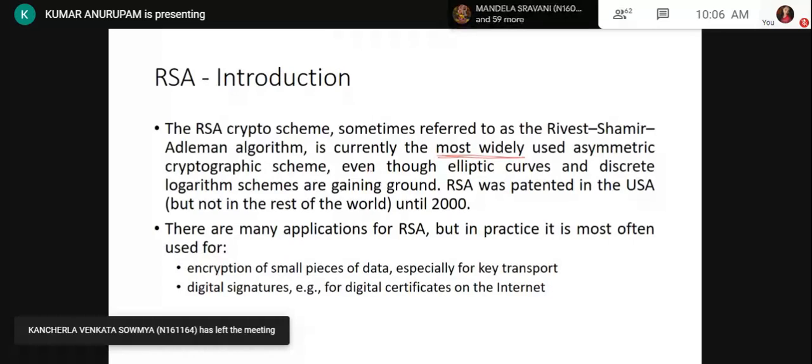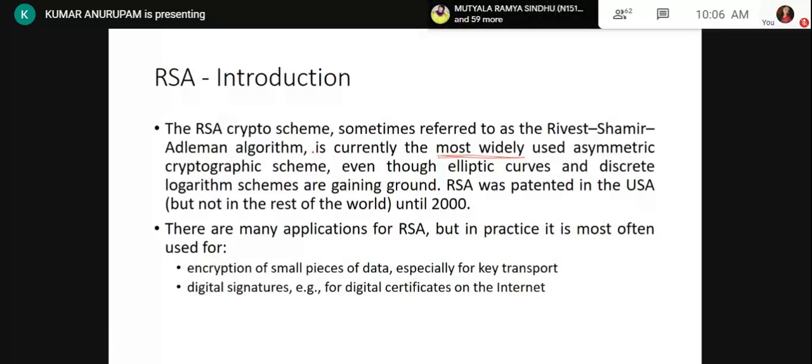And even though elliptic curve and discrete logarithmic encryption schemes and these kinds of algorithms came along and were gaining ground, still RSA didn't get outdated, and it is still being used by many people, because of its simplicity and because it is difficult to break. It is very much relevant to us, and it was patented in the US until 2000.